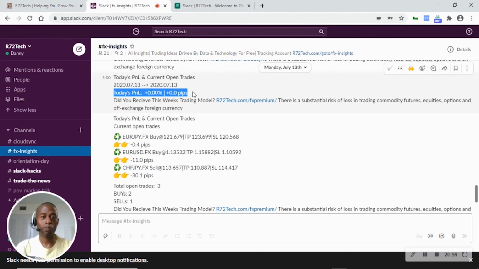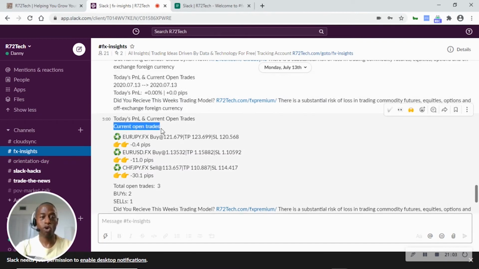The second part of the update is going to be the current trades that are open, current open trades, correct? Now it's giving you 3 current open trades. We've seen these open trades previously because we received the AI insights. Now you're able to start to see the current open trades within that update. At the snapshot, euro yen down 0.4 pips, euro USD negative 11 pips, and Swiss franc yen negative 30 pips.